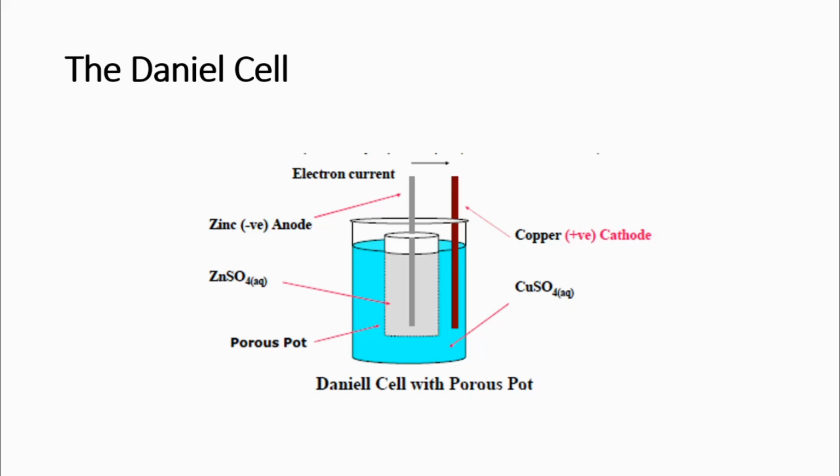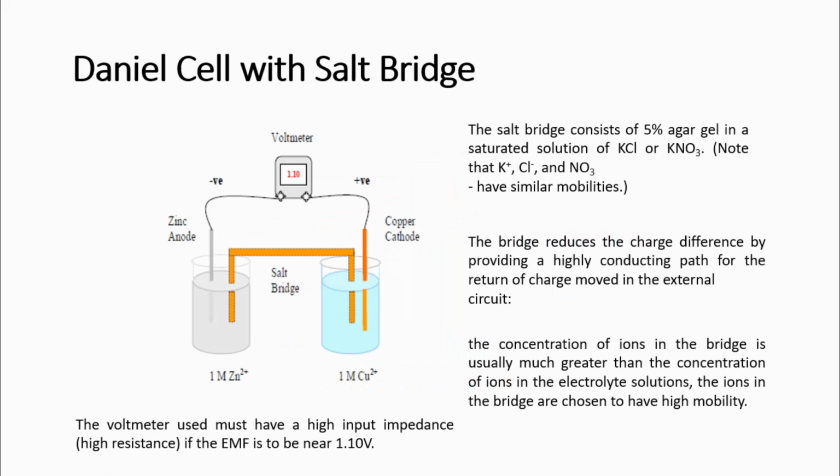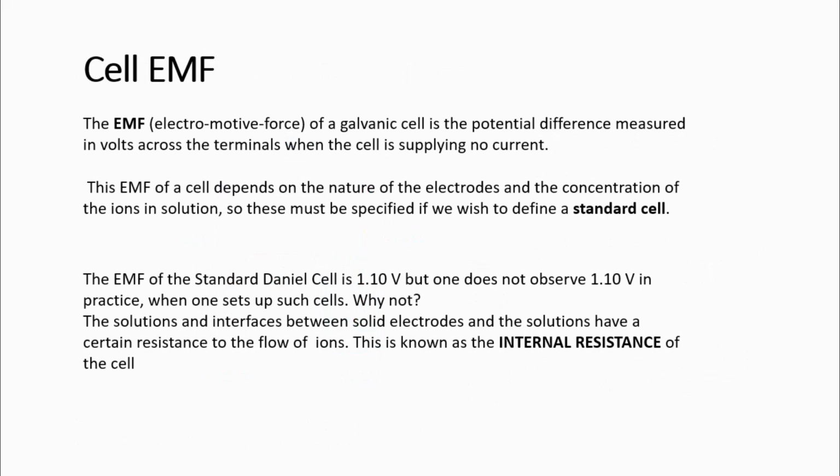And so what you find is that at the interface between the zinc sulfate solution, which is inside the porous pot, and the copper sulfate solution, there was a buildup of negative and positive charge. And so, of course, this limited the potential coming out of the cell. Of course, the other things here are notes you can read. I'll basically discuss all that we wanted to in this presentation.